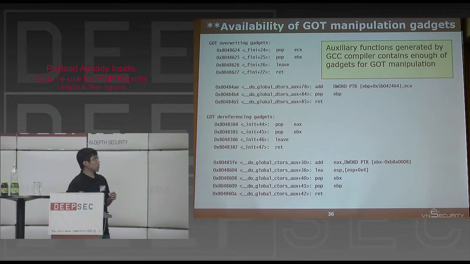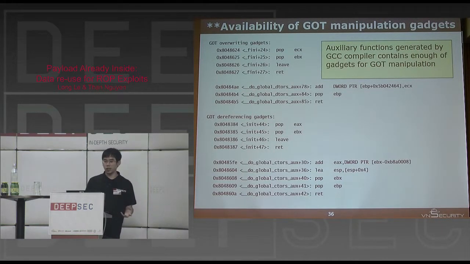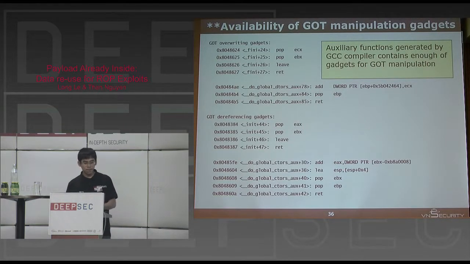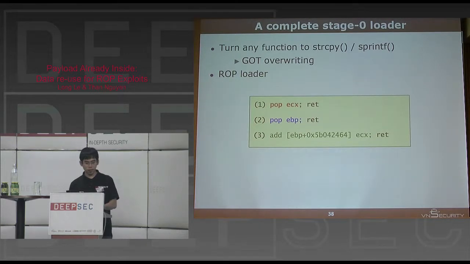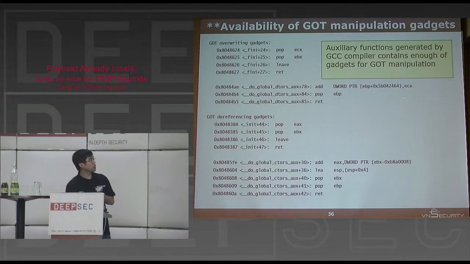For example, GOT overwriting gadgets we can find in the destructor or some other function and constructor. So this actually contains enough things for us to use for GOT overwriting and GOT dereferencing. So I mentioned before, this example is actually available in something like this one or this one.